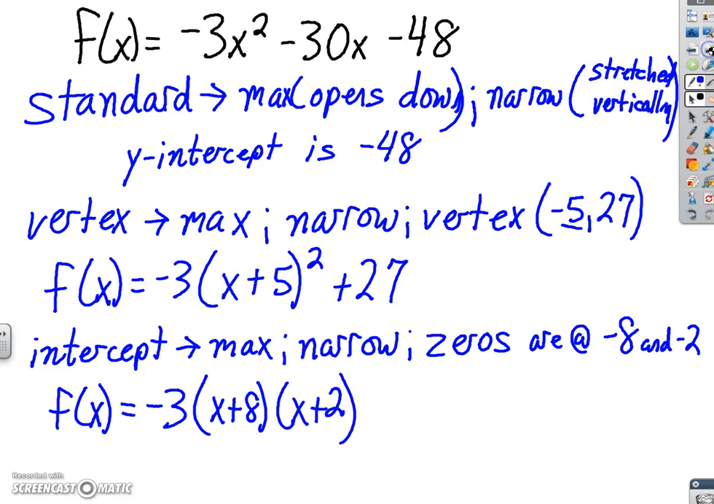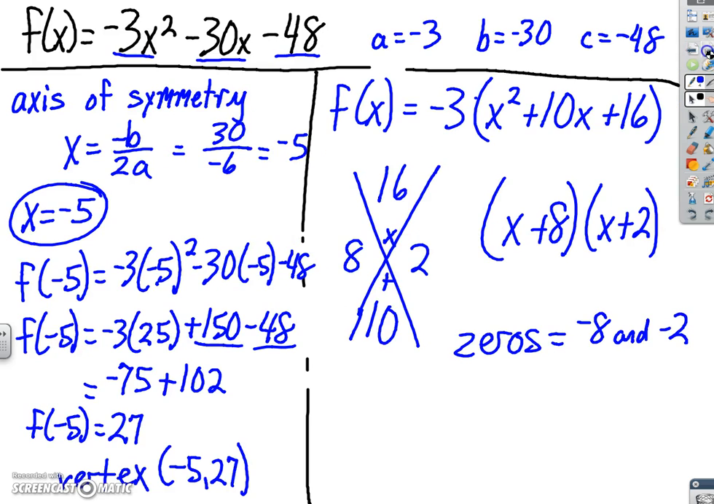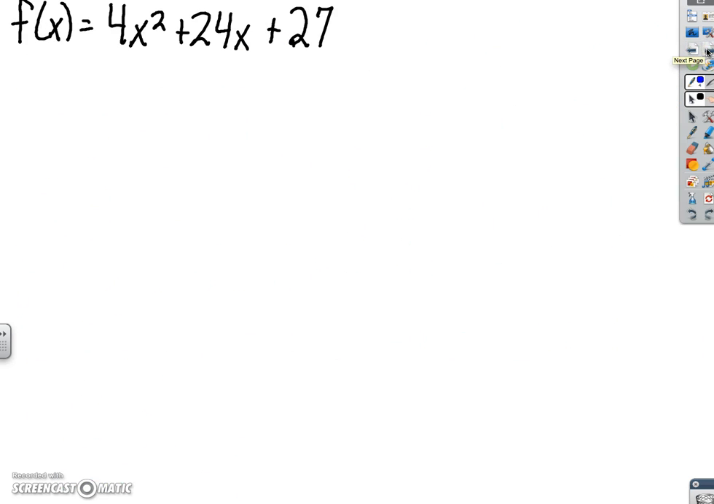So, time for you to take a look at one on your own. I want you to take 4x squared plus 24x plus 27, apply what you know about this one, and see what you can come up with. See if you can identify all the important characteristics for it. What can you identify from each of the forms, transform it into the forms, and then we'll look at it.